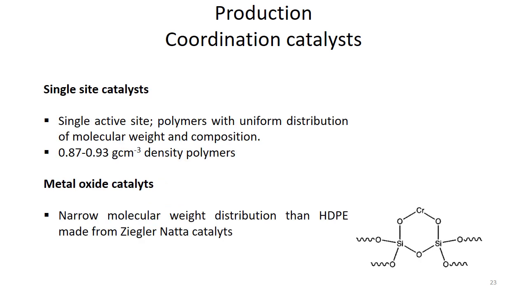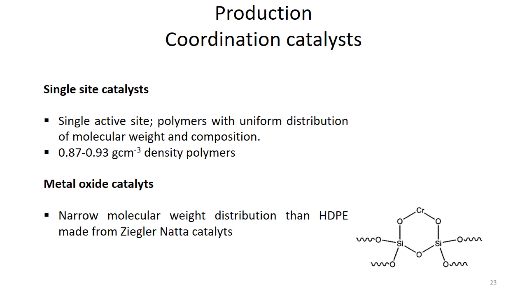Okay, when we talk about single site catalysts, they differ from Ziegler-Natta catalysts in that they contain only one type of active site, and therefore they produce polymers with a more uniform distribution of molecular weight. Basically, this is the main drawback of Ziegler-Natta catalysts: they have many active sites present, and as a result we get a blend consisting of higher molecular weight polymers that have few short chain branches and shorter molecules that have a high concentration of short chain branches.